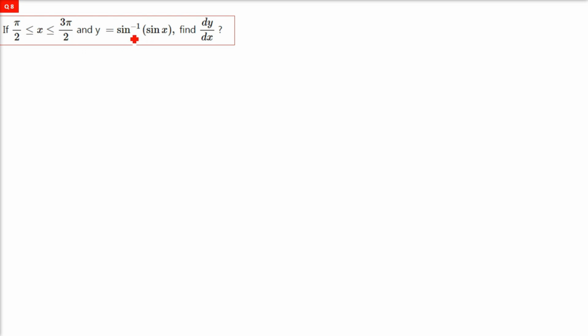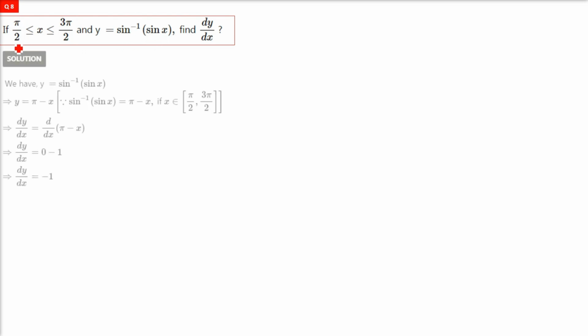Now here the range has changed. It has to be between minus pi by 2 and pi by 2, that you already know. But here it is specifically given it is pi by 2 and 3 pi by 2. So the range has changed. So differentiation, this cancellation as sine and sine inverse will not give you x. It will give you pi minus x.